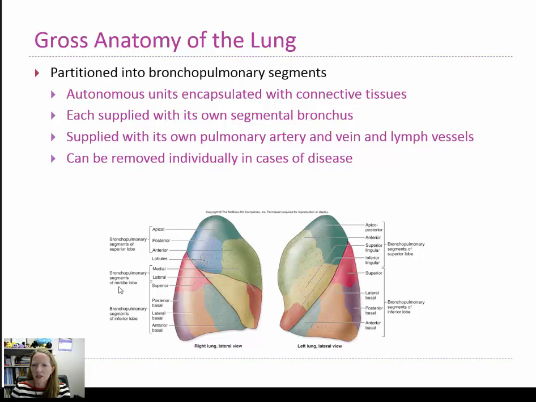What's really great about them being autonomous is that if part of the lung becomes diseased, they don't have to go in and take the entire lobe or the entire lung. They can just go in and take off that diseased segment, and you'll have a healthy lung left over. So that is interesting.